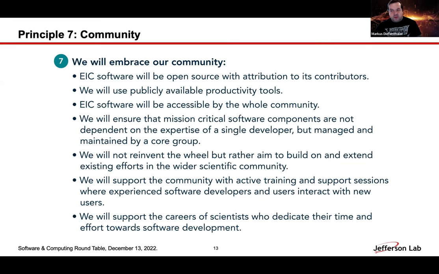Principle seven, about the community, and that, for instance, brings us back to future trends in nuclear physics computing. Tara mentioned the 2020 workshop. They really were talking about software as a community process and the important role of community in software and common software projects. And we really aim to embrace the community. So EIC software will be open source with attribution to its contributors. We will use publicly available productivity tools. EIC software will be accessible by the whole community.